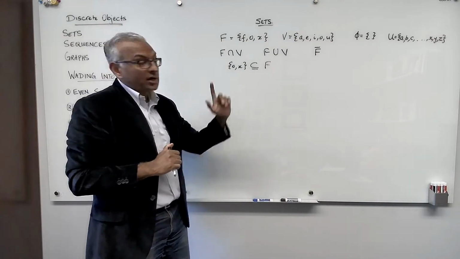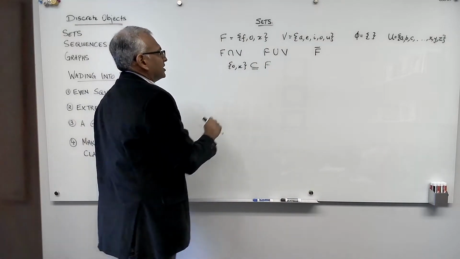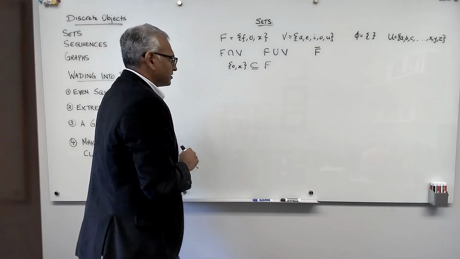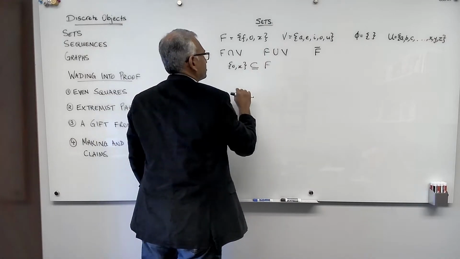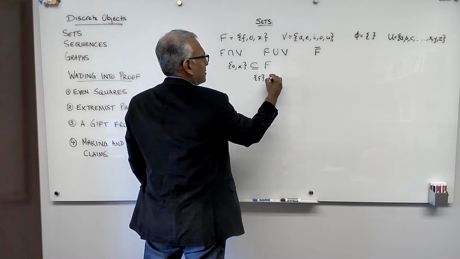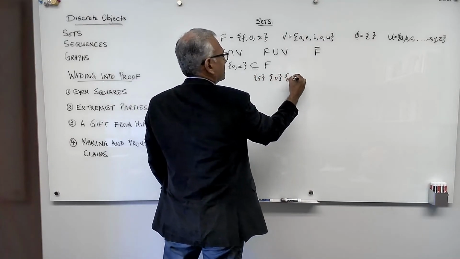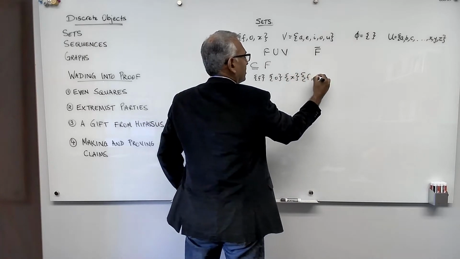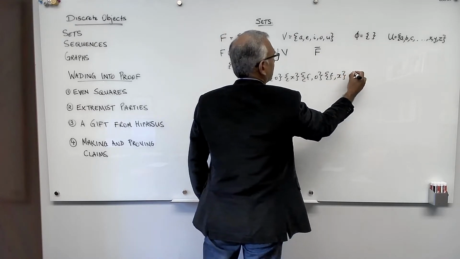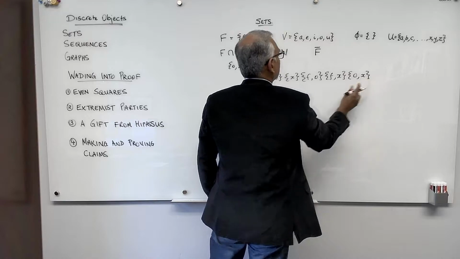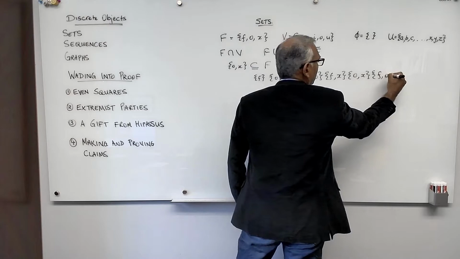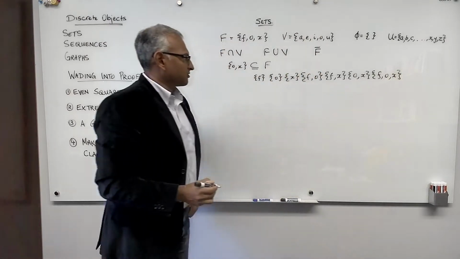We can ask, what are all the subsets of F? So let's list out all the subsets of F. Now here's something you may not be familiar with. Let's start with the one element subsets. There's F, there's O, there's X. Now the two element subsets: there's F and O, there's F and X, and there's O and X. And then there's the three element subsets, of which there's only one, F itself. So F, O, X.